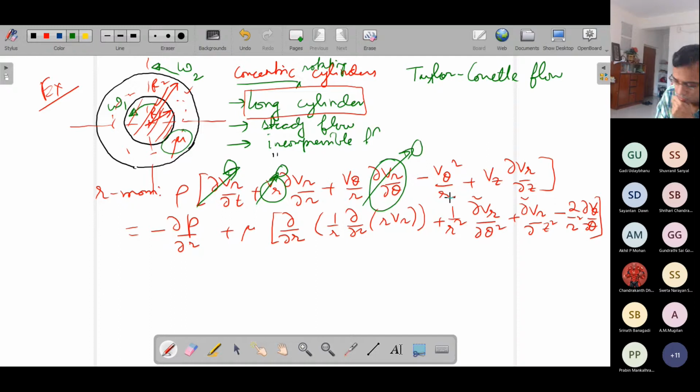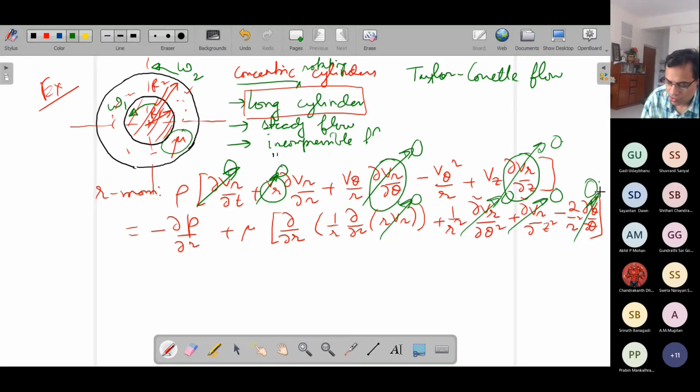Now V theta is not 0, so we cannot really ignore or set this term to 0. Let it be there. VR is 0 means this will be 0, and VR 0 means this will be 0. So this will be 0, this will be 0. We started with R momentum because we already know VR equal to 0, so the simplification will be very, very easy. That is why we started with R momentum.